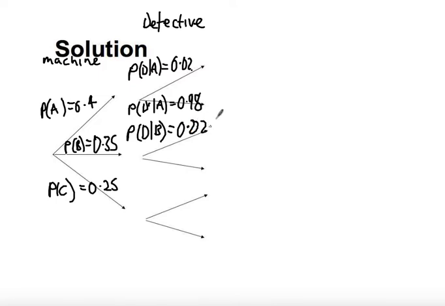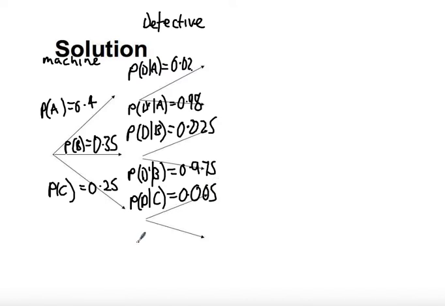So 0.025. So the probability it is not defective given that it comes from machine B is 0.975. And then finally, the probability of it being defective given it comes from machine C is 0.005, because it's 0.5%, and so the probability it's not defective given it comes from machine C is 0.995. At this opportunity, I complete the end branches.